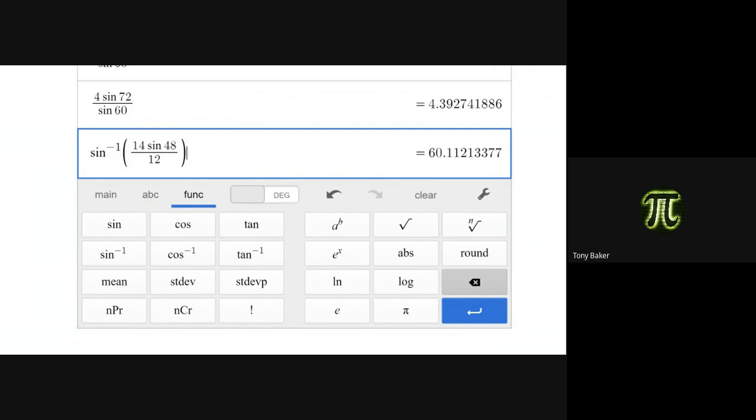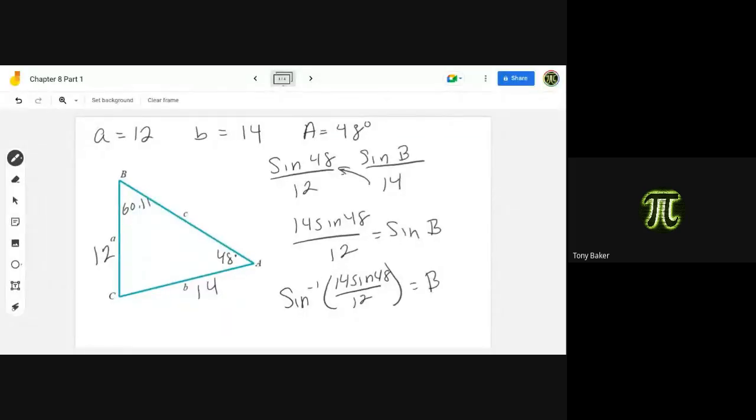All right, so I have 60.11 for B. That's the angle. All right. I now have that. Okay. How am I going to find C? Yeah. In this case, the only way that we can do this is we have to use the information we've found. Okay. I have to subtract it from the 180 in that situation.